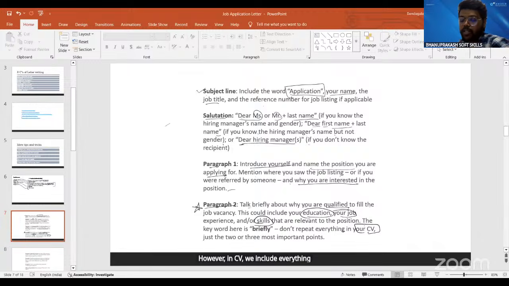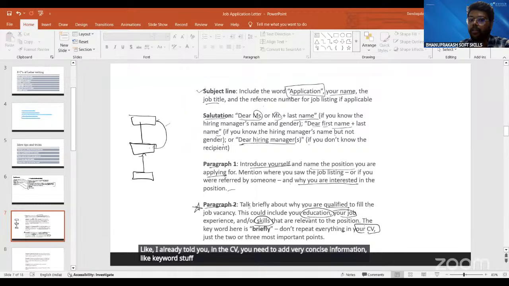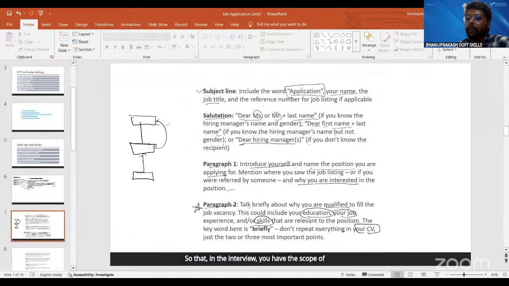Like if we talk about chronology here, the message content, the email should be at the bottom, and the CV is in the middle, and the interview is at the top. Like I already told you, in the CV, you need to add very concise information, like keywords, so that in the interview you have the scope of explaining more. But if we compare CV and email, even the email should contain very little information compared to the CV.